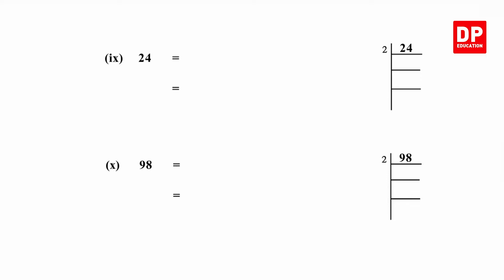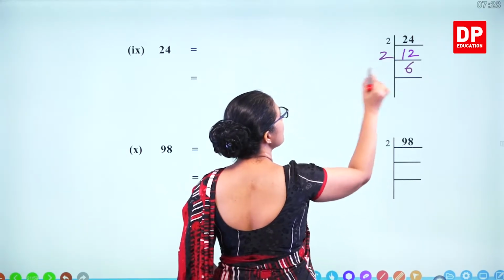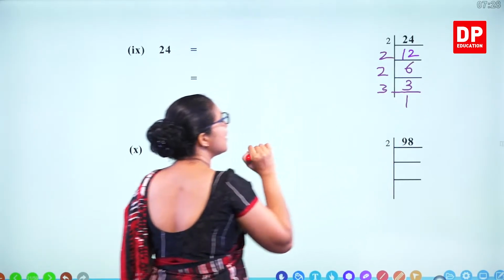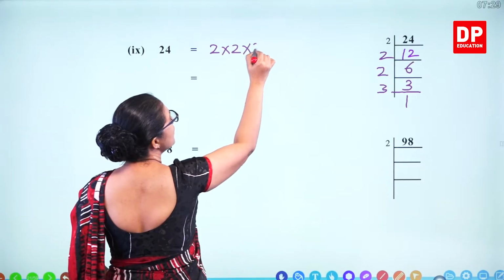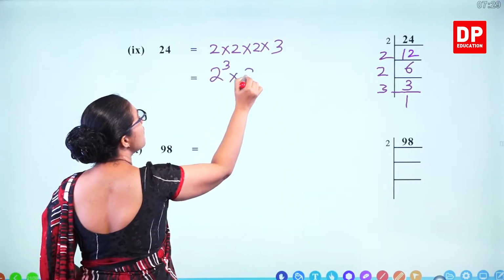24. How can we divide? You can start with 2. 12. Again, you can divide by 2. Again by 2. And now you can divide by 3. 2 into 2 into 2 into 3. 2 3 times and 3 once.